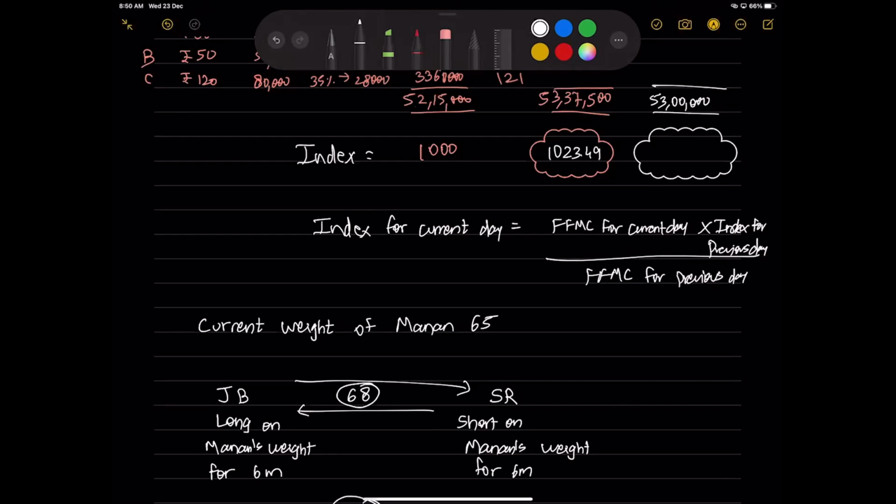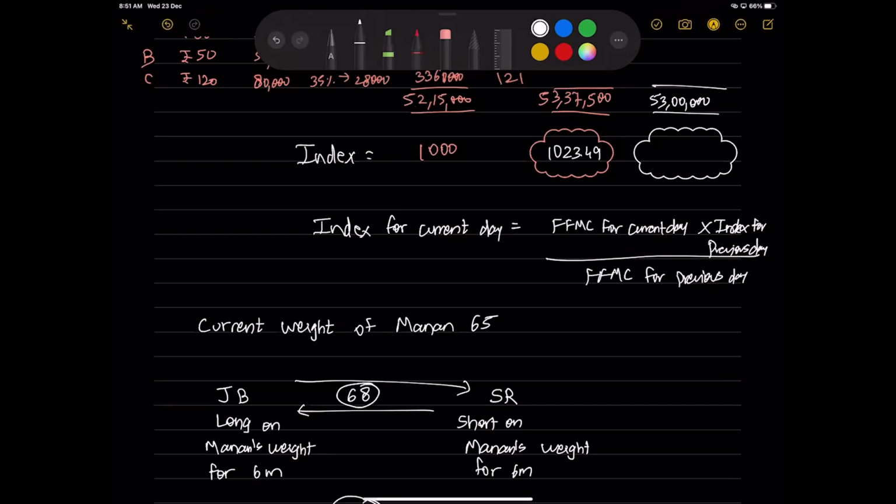Are we good with this? Because then I will take this forward with index futures. Are we good with it, everyone? Yes, sir. Okay.